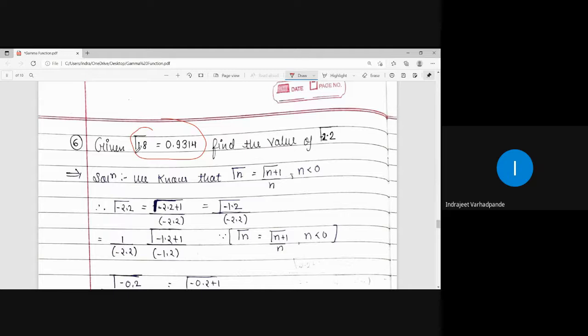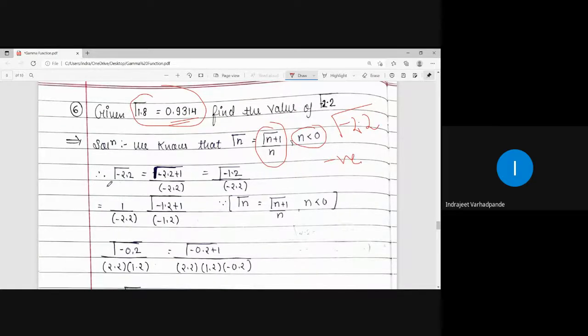Given gamma 1.8 is 0.9314 and you are asked to find out the value of gamma of minus 2.2. Minus 2.2 means it is a negative number. Negative number means n is less than 0, and we have written the property that whenever n is less than 0, gamma n will be gamma n plus 1 upon n. So gamma of minus 2.2 will be gamma minus 2.2 plus 1 upon minus 2.2, using this property for n less than 0.